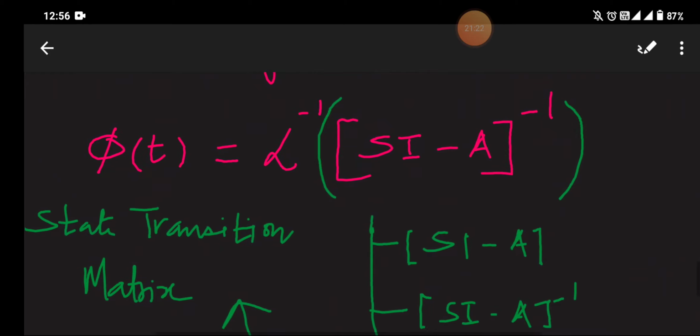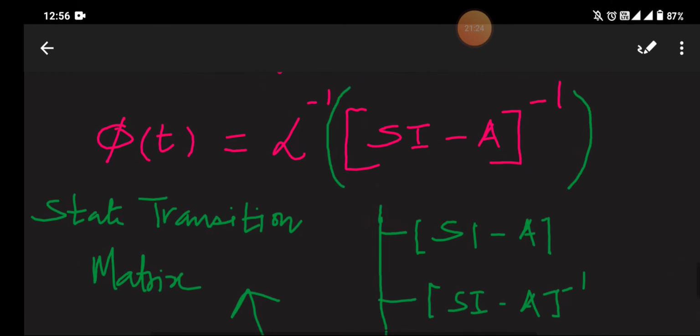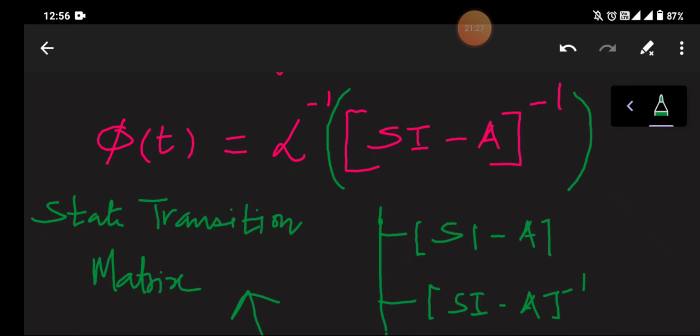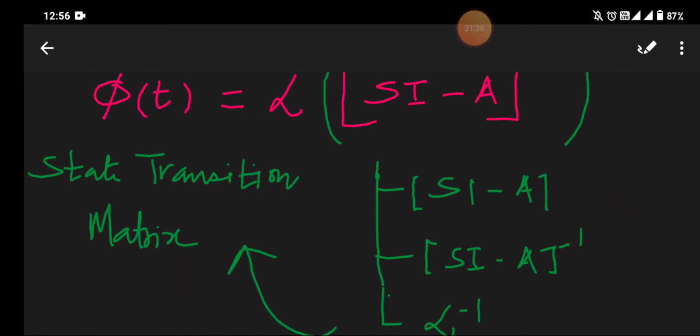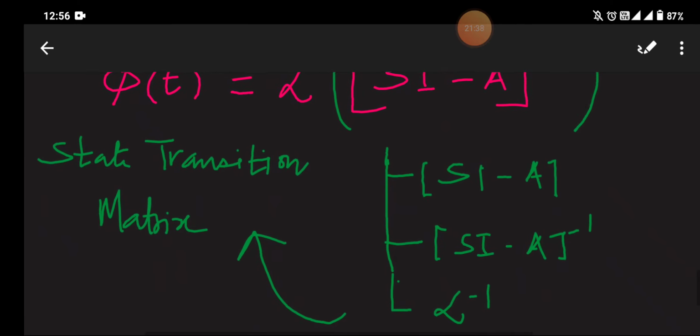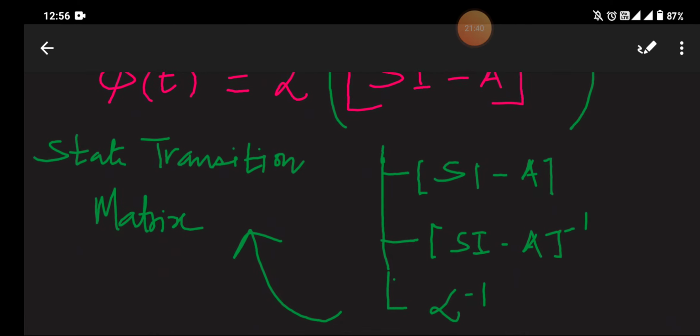Okay, so to obtain this state transition matrix, first of all we will solve sI minus A, then we will take inverse of sI minus A, which is a matrix. Okay, and then we take the Laplace inverse of that matrix and we will get the state transition matrix. So in the next video lecture we will see how we can determine state transition matrix for different system matrices, and we will see some properties of state transition matrix. So stay tuned and thank you very much.